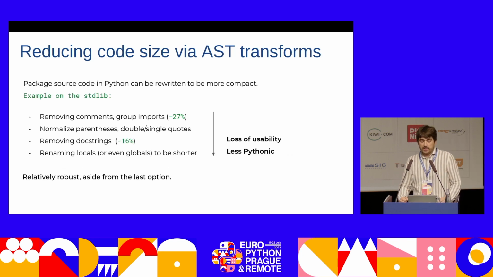Another thing you can do is try to reduce the code size, and this could be done with abstract syntax tree transformations. So there are many things you can do. For instance, if you take simple things, you can just remove comments. There are a lot of comments in some projects. For instance, in the example of the standard library, there's 27% of comments. Then you can group imports. Those are the kind of things that linters do. You can also normalize parentheses, single and double quotes. This doesn't really matter if you don't compress, but once you compress, it helps.